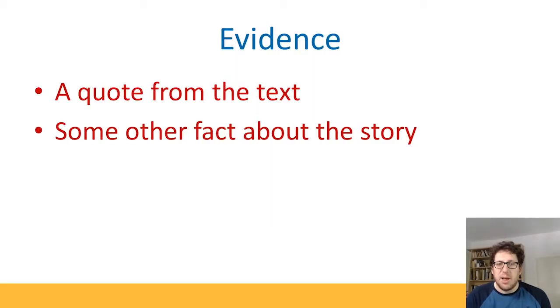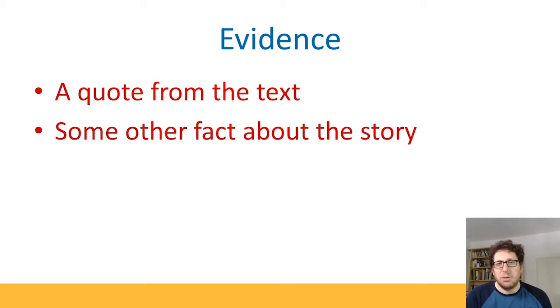The next part of the paragraph would be evidence. Okay, this is evidence that supports your thesis, that supports your argument. This is the proof that what you are saying is correct. When we're talking about literature and fiction, often the evidence is going to be a quote from the text, something that the text says and proves what you are saying about the text.